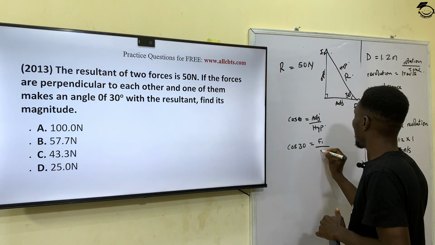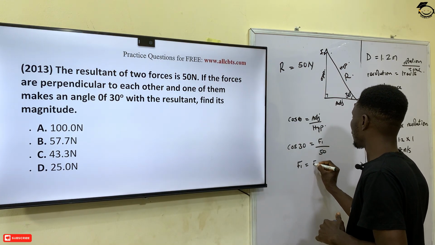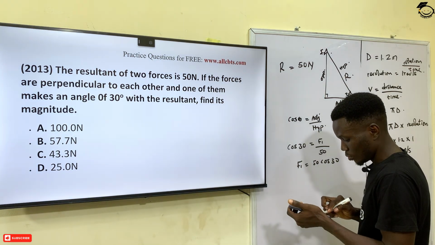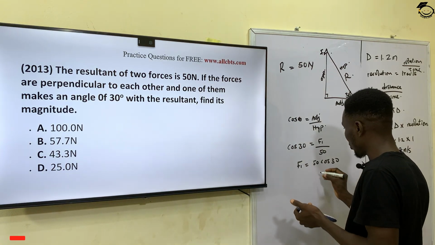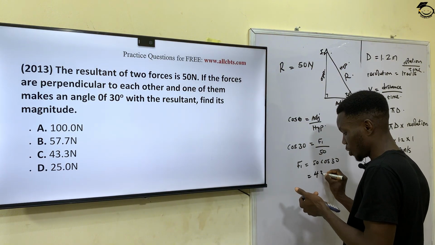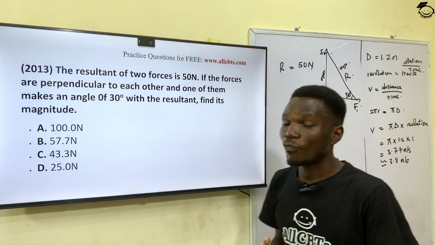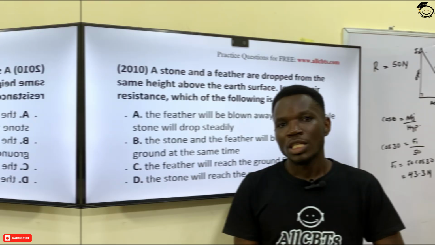over my hypotenuse, there is 50 Newton. This means that my F1 is equal to 50 cos 30. So if I multiply that, that will give me 43.3 Newton. So the correct answer to this question is 43.3 Newton, which is option C. Let's move to the next question.